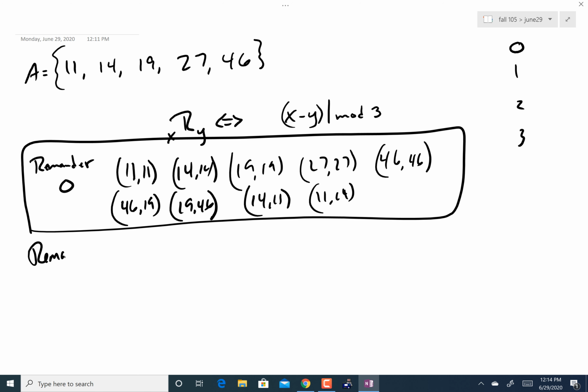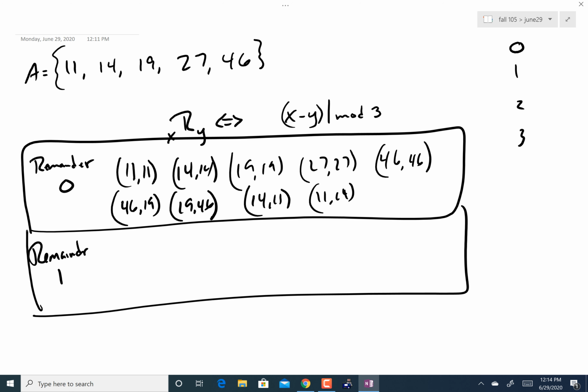The remainder 1 equivalence class would look like what? Well, let's think about that for a minute. Now, of course, the person doesn't want to do this in their head. I'm going to show you can do this in Excel if you'd like as well. 46 minus that is 21. 46 and 27, no, it's 19. 19 divided by 3 gives you a remainder of 1, yes? So 46 and 27. And of course, 27 and 46, because again, it's an equivalence relation.